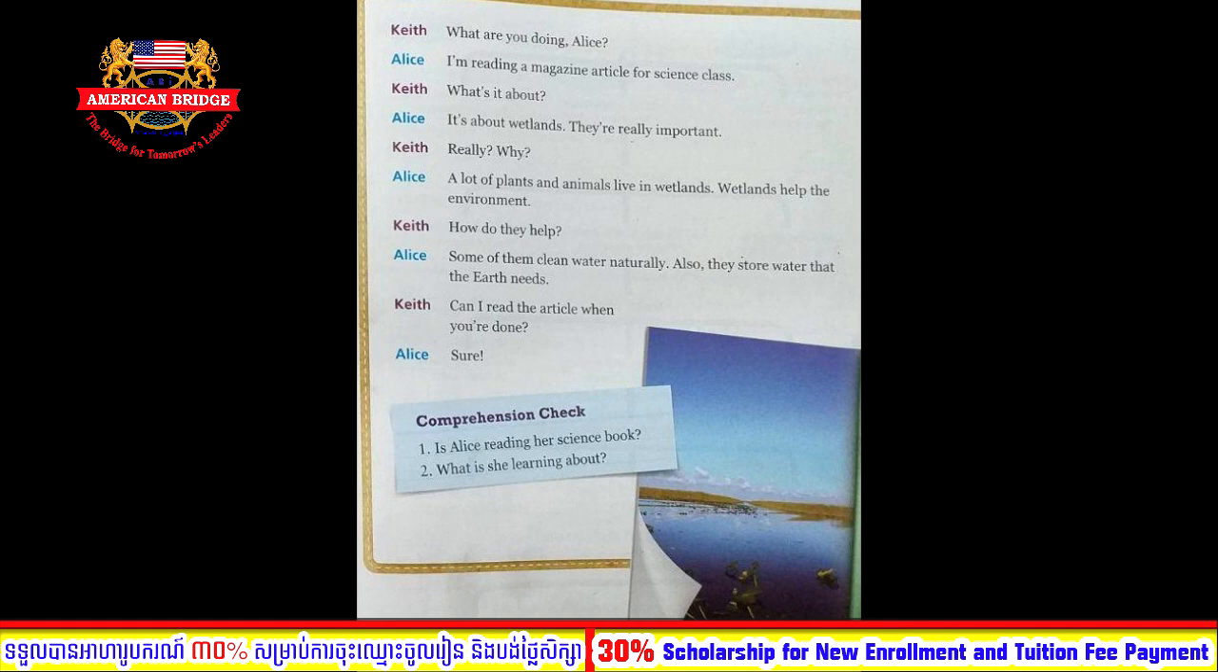What are you doing, Alice? I'm reading a magazine article for science class. What's it about? It's about wetlands. They're really important. Really? Why? A lot of plants and animals live in wetlands. Wetlands help the environment. How do they help? Some of them clean water naturally. Also, they store water that the earth needs. Can I read the article when you're done? Sure.